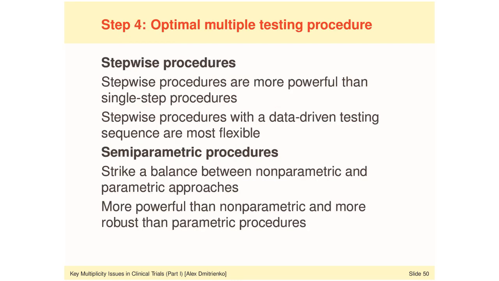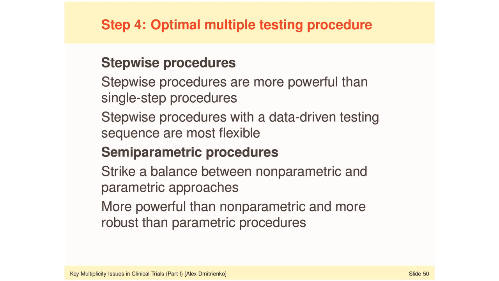We're almost done with Module B. This is the last slide in the module. And in step 4, we focus on the very challenging problem of assessing the available multiplicity adjustment options. For example, reviewing the candidate procedures identified in step 3, selecting an optimal, most efficient multiple testing procedure for a given problem in a given clinical trial.